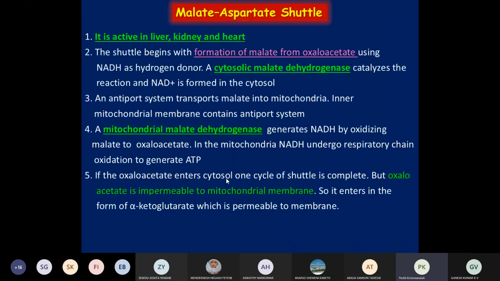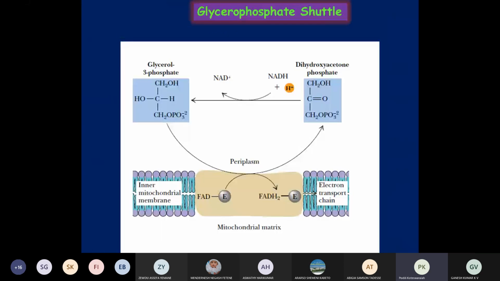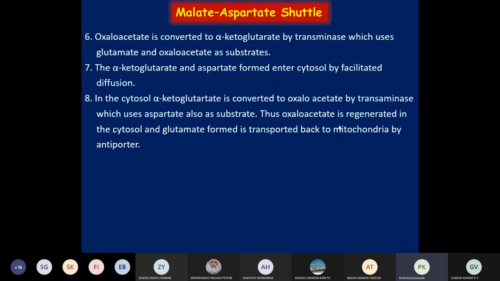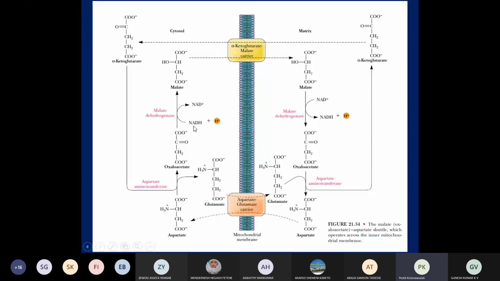You can also clearly see here the same process. The second one is the malate aspartate shuttle, which is catalyzed by malate dehydrogenase. When oxaloacetate is converted into malate, NADH is oxidized to NAD+, and this malate enters through the alpha ketoglutarate malate carrier present in the mitochondrial membrane. This malate is again converted into oxaloacetate, forming NADH again. That means the NADH present in the cytosol is regenerated once it enters into the mitochondria.